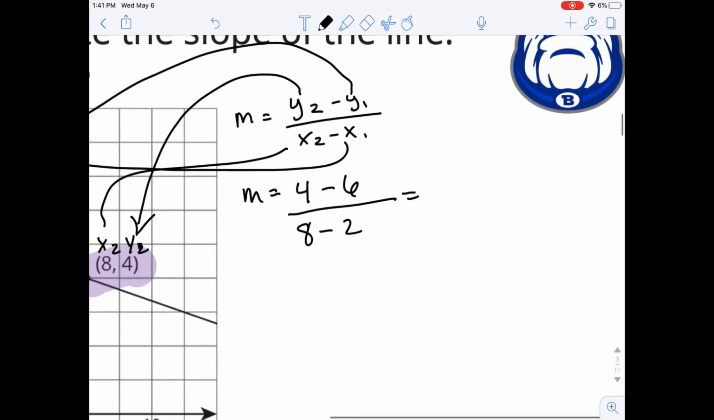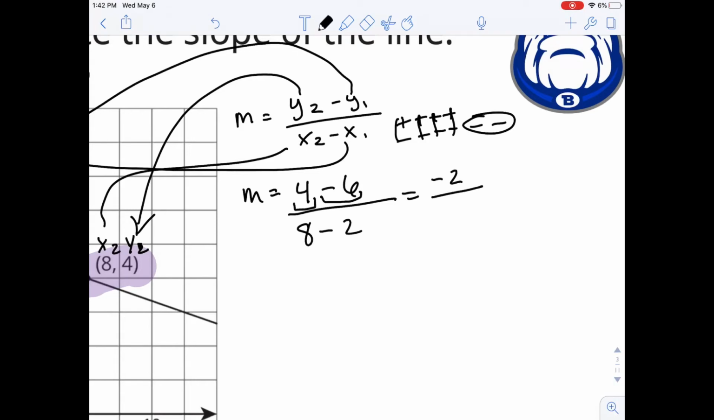So we know we got 4 minus 6 equals -2. Okay, how do I know that? There's 4 positives, 6 negatives. 1, 2, 3, 4. 1, 2, 3, 4, 5, 6. These cancel out. I'm left with 2 negatives. And then 8 minus 2 is just 6.